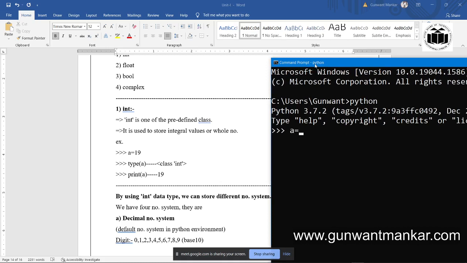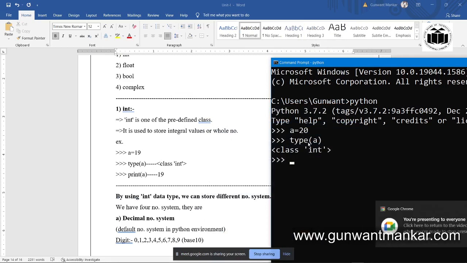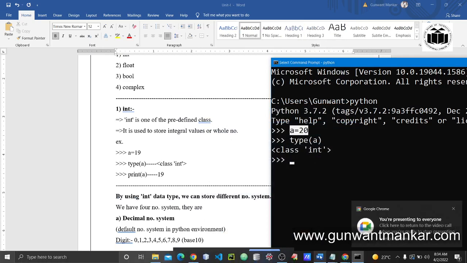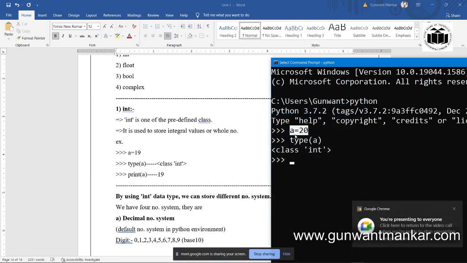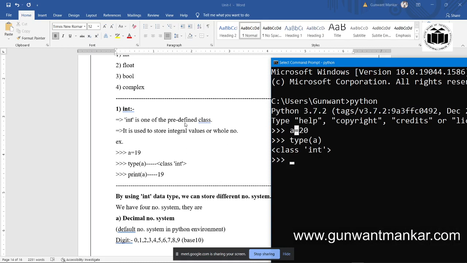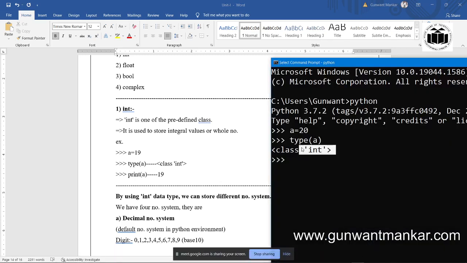Suppose I want to store a is equal to 20, that is a whole number or not? If you want to find the type of a, it will show class int, and a is the object. a is an object of which class? Integer class, int class. These are the predefined classes. This is the concept of object and class.